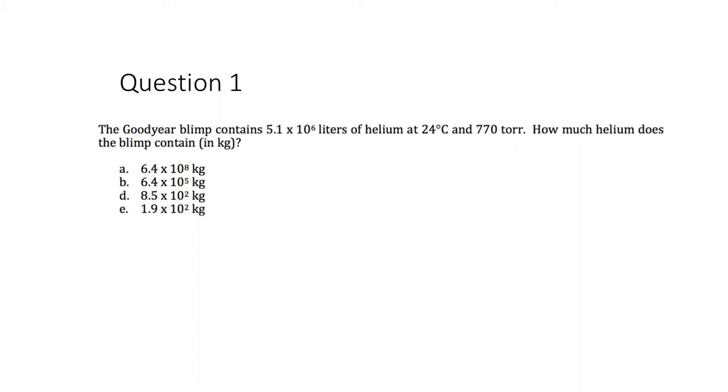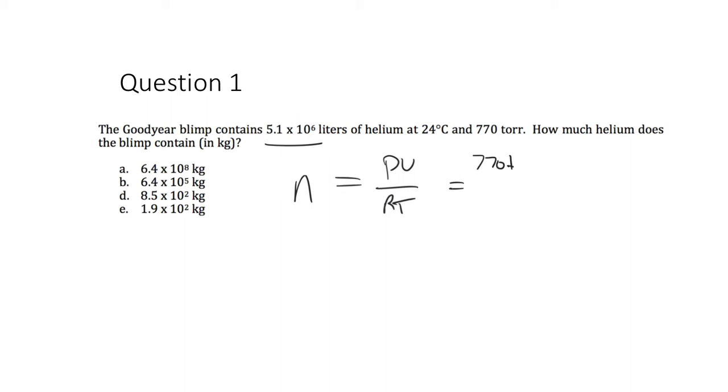Okay, so our first question says the Goodyear blimp contains this volume of helium at 24 degrees C and 771 torr. How much helium does the blimp contain in kilograms? The way we would use the ideal gas law, PV is equal to nRT. So n is PV over RT. And then we can plug in our pressure.